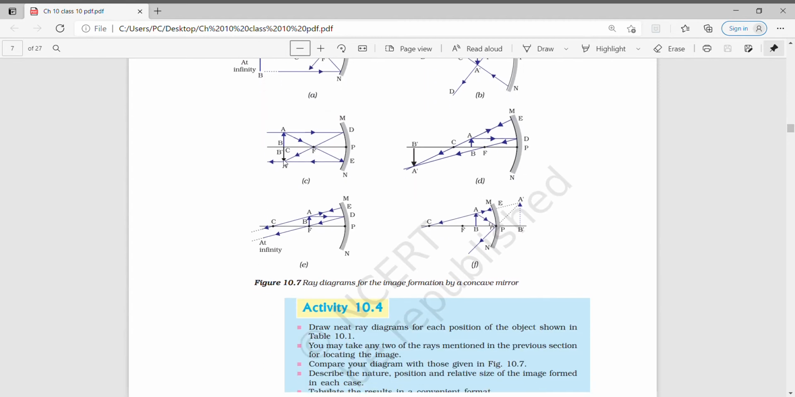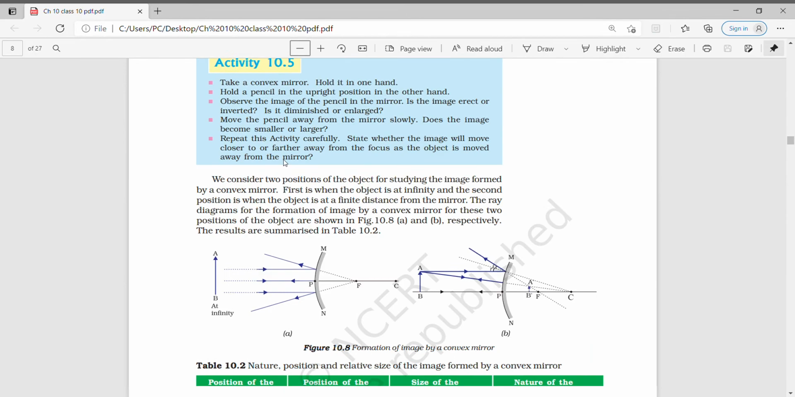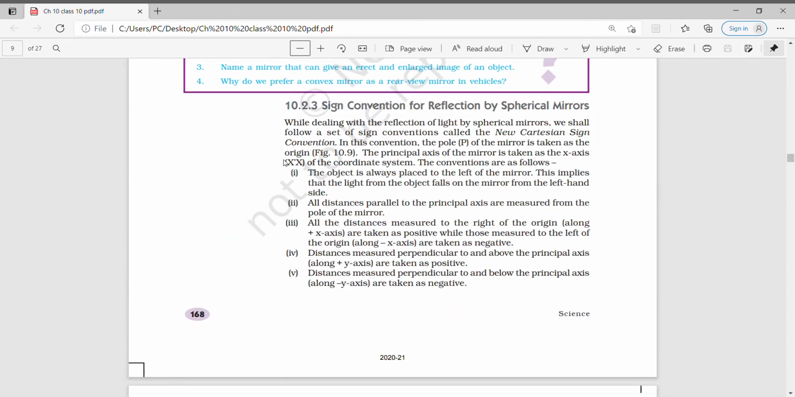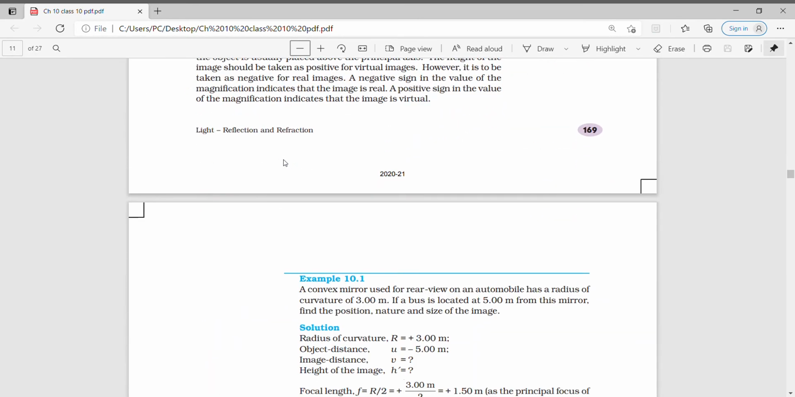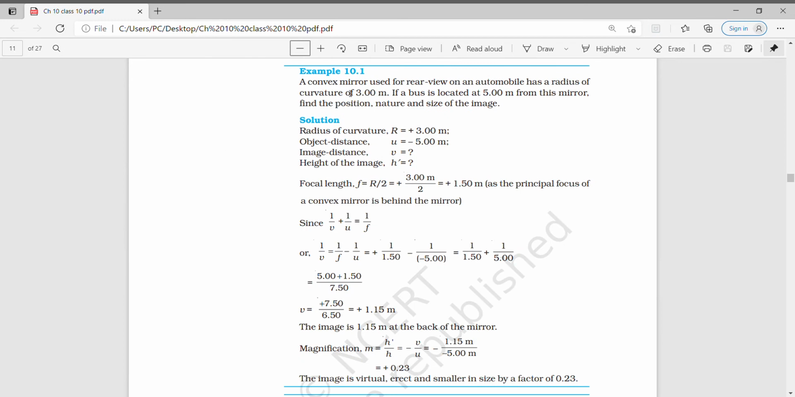Then we have the numericals of this chapter. We have example 10.1. A convex mirror is used for rear view on an automobile. It has a radius of curvature of 3 meters. If a bus is located at 5 meters from the mirror, find the position, nature and size of the image.